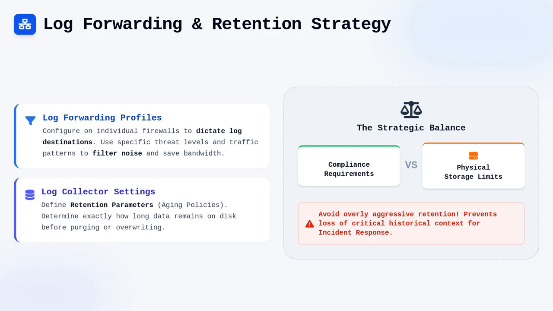Within the log collector settings, you will define retention parameters, which are essentially the aging policies that dictate how long logs remain on disk before being purged or overwritten. This requires a calculated balance between your compliance requirements and the physical storage limits of your logging appliances. It is a common misconfiguration to set overly aggressive retention times without considering the long-term impact on your storage arrays, leading to premature data deletion when incident response teams might need historical context.